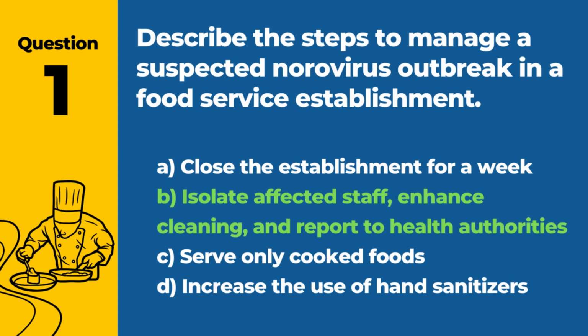Answer. B. Isolate affected staff. Enhance cleaning and report to health authorities. In managing a suspected norovirus outbreak, it is crucial to isolate affected staff members, enhance cleaning and disinfection practices, especially of high-touch surfaces, and report the incident to health authorities for guidance and to prevent further spread.